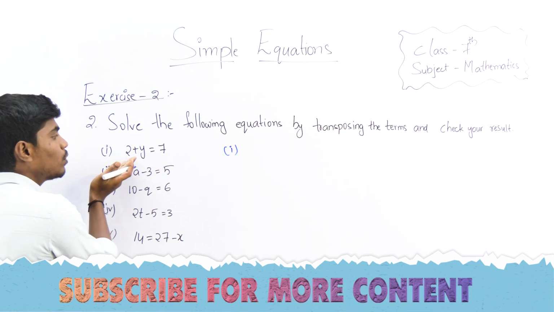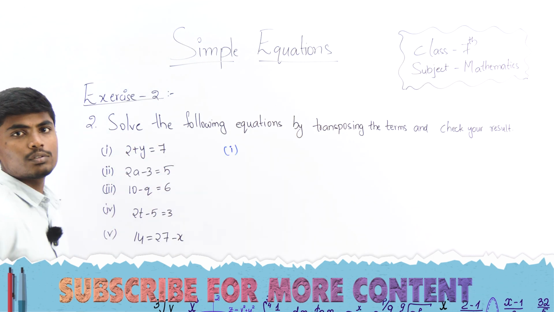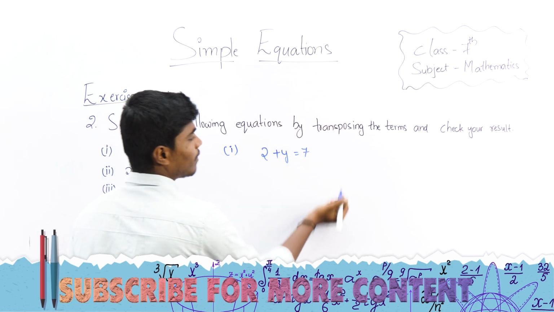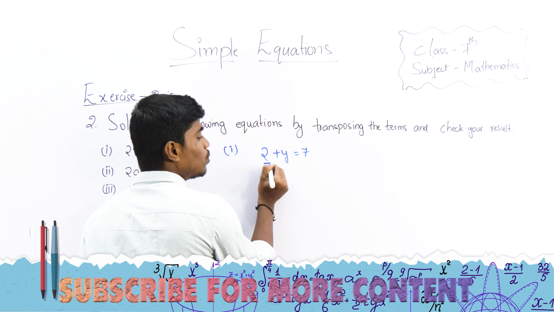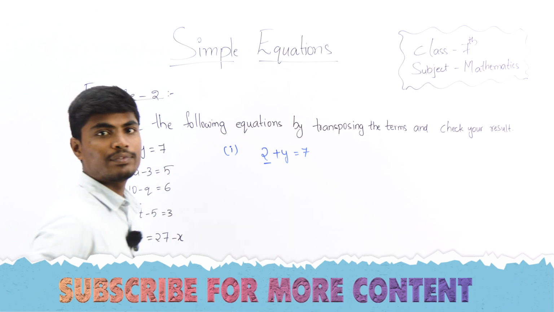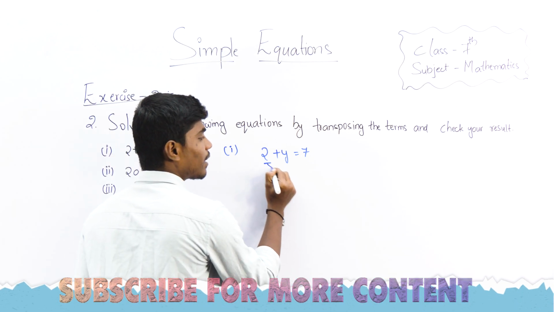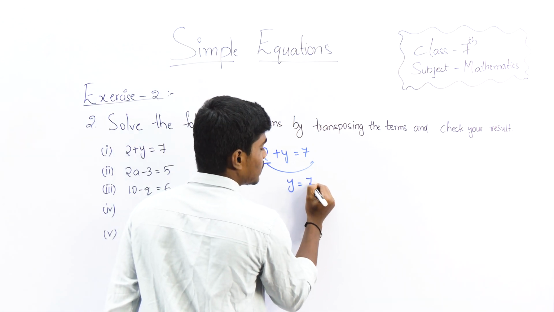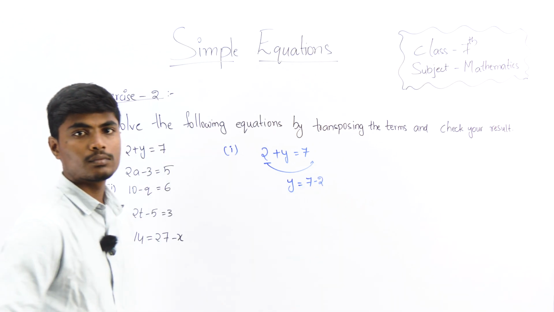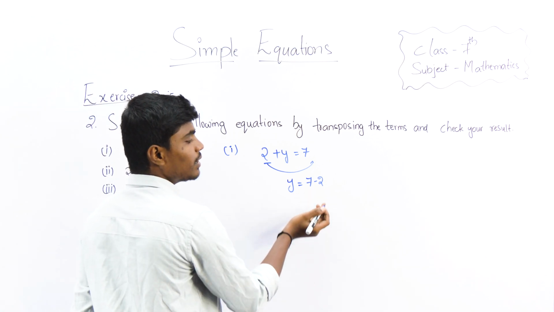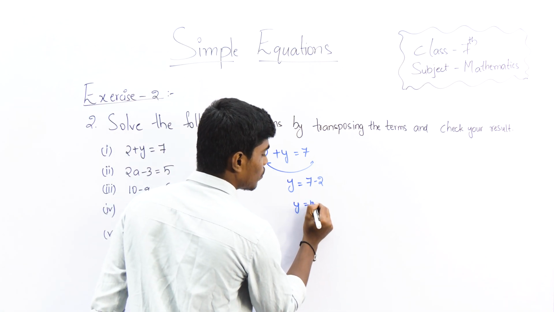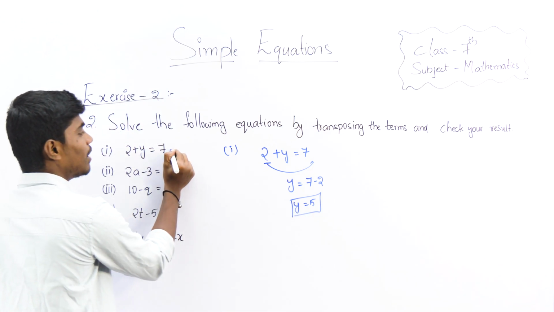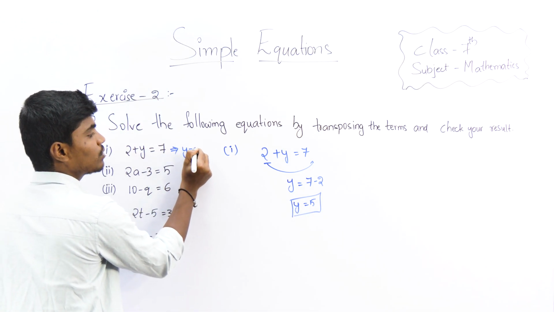First problem, 2 plus y is equal to 7. Here 2 is adding on the left side, so if we move it to the right side, it will subtract. So y is equal to 7 minus 2. 7 minus 2 is 5, so y is equal to 5. We have got the value of y. What is the value of y? Y is equal to 5.